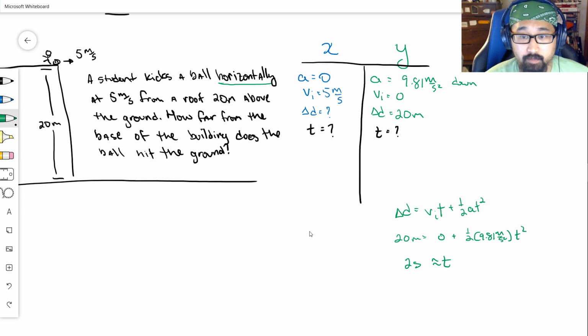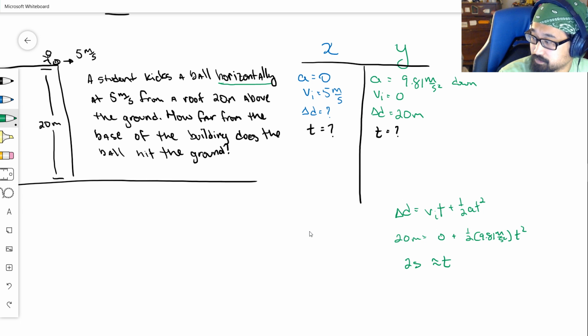I'm skipping a little bit of math here, but if you do the math, you should get, give or take, 2 seconds. Or it's going to be like 2.01 or something like that, but it's almost exactly 2 seconds. That's how long it takes. So I know that my time is actually 2 seconds.